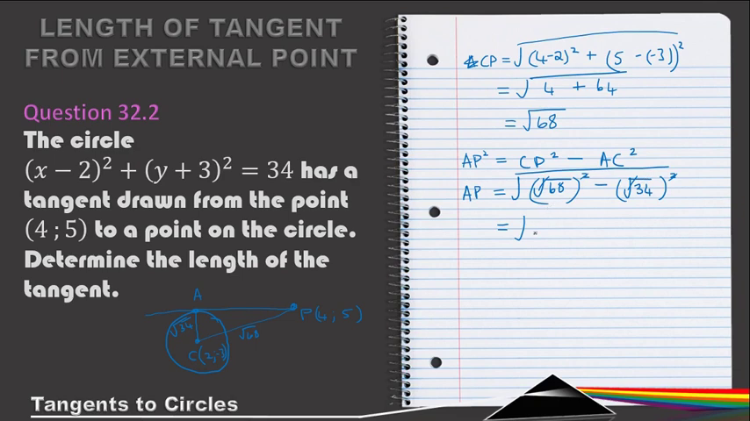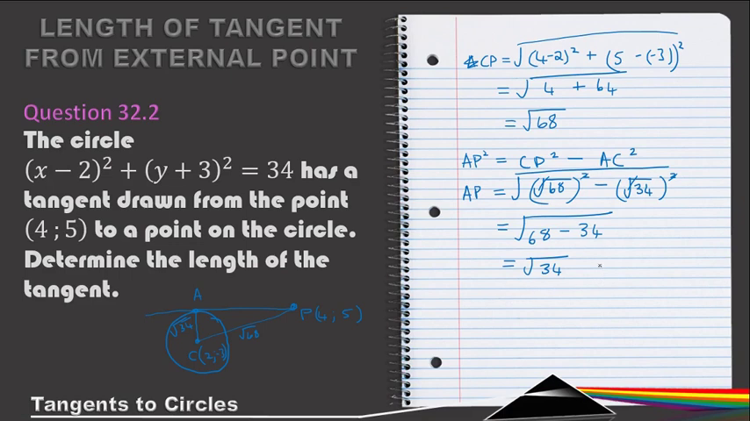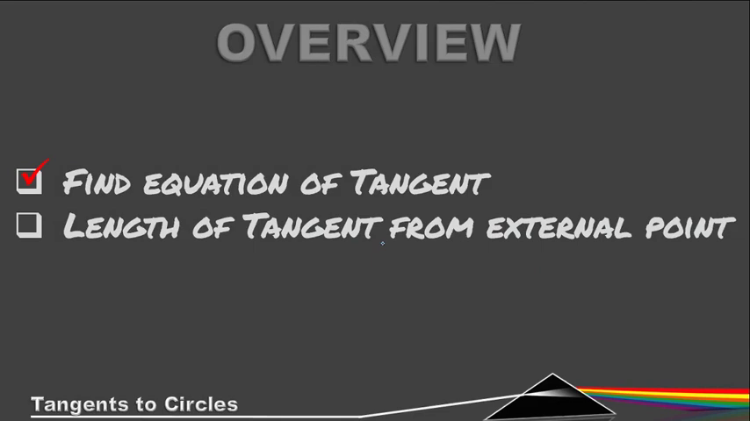So this then gives us 68 minus 34, and if I subtract these two, I get 34, the square root of 34, and we can just check that that's its simplest form. Yes, that is its simplest form, and that is the distance from the point to the circle. Okay, so that was the length of a tangent from an external point, and then we are finished with this video.